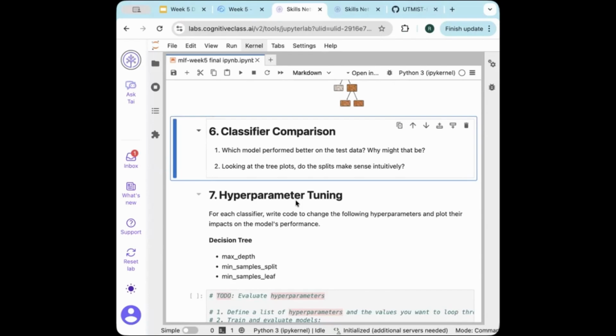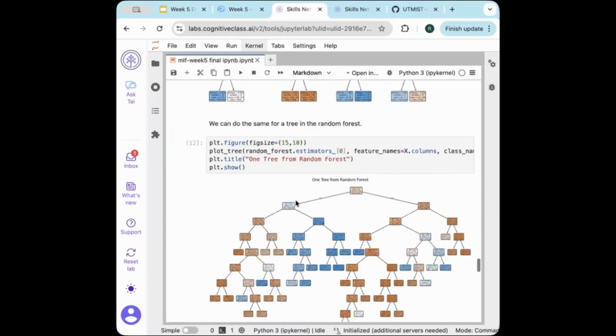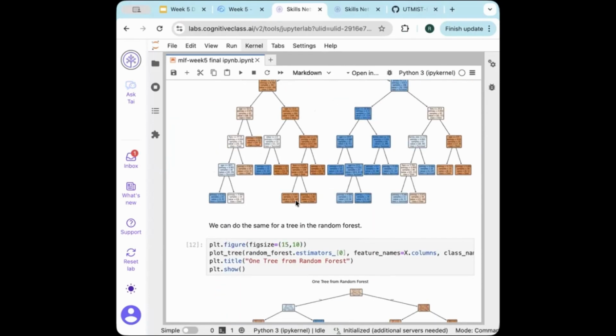And looking at the tree plots, do the splits make sense intuitively? Did you get this plotted on your computers as well? I want you to pay attention to specific points here. Look at the decision tree only, not the random forest. The first split depends on gender. We can see that women were more likely to survive because they have more blue colors, as opposed to men. When it branches off on the men's side at the first split, it goes dark orangish, meaning they were more likely to die.